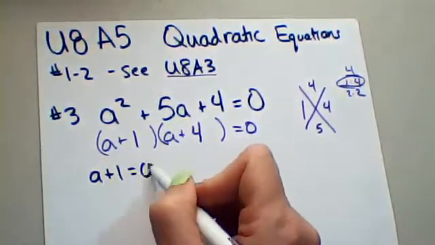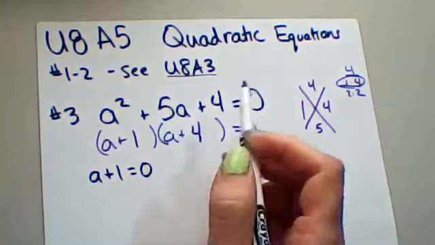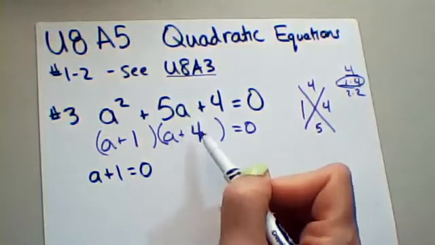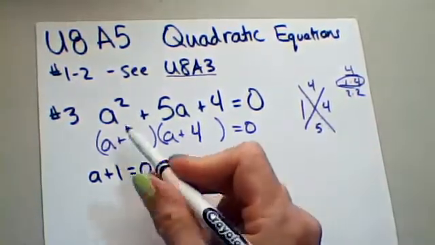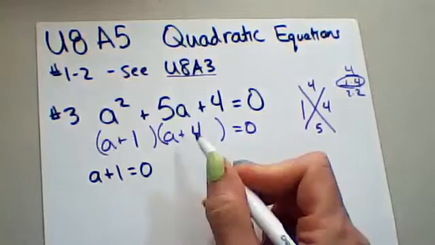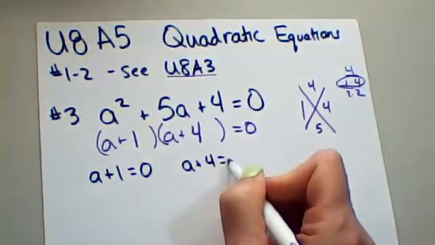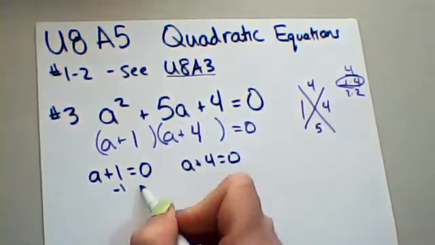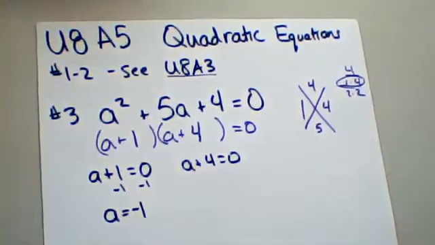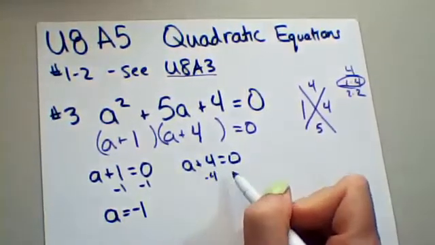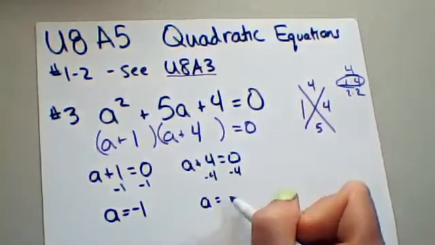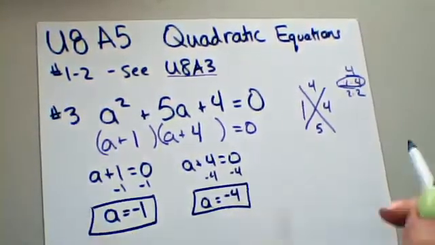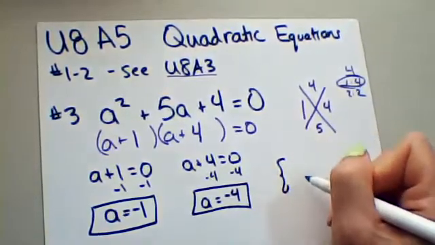Because if this stuff times this stuff equals 0, I either know this stuff has to equal 0, or this binomial is going to have to equal 0. So you set a plus 1, this binomial, equal to 0, and this one equal to 0, and then solve each one for a. Subtract 1 from both sides, so you get a equals -1. Here you need to subtract 4 from both sides of your equal sign, so you get a equals -4. Okay, so those are your answers.